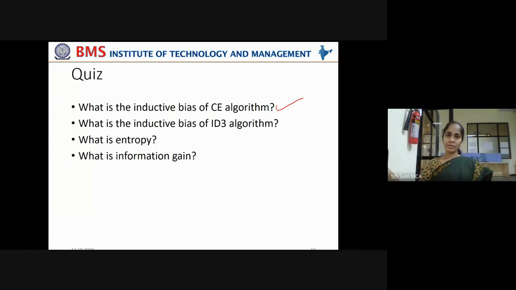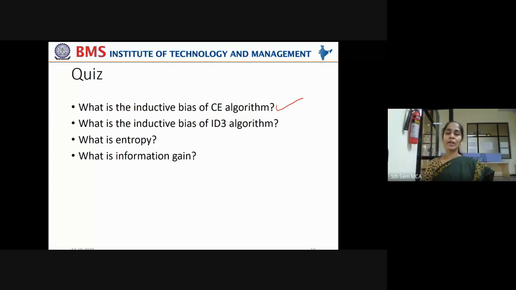For this combination of attributes, this training example will fit this hypothesis. For this combination of attributes, this training example will fit this hypothesis. Like that, you have strict rules, not disjunctive rules, right? This is called the inductive bias of candidate elimination algorithm. It assumes that the algorithm prefers only conjunctive combination of attributes, no disjunctive combination of attributes.